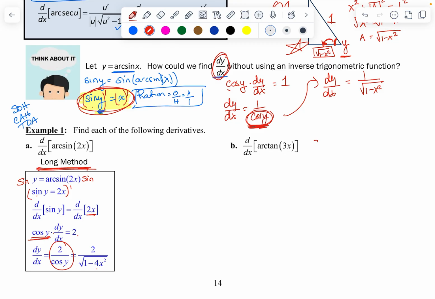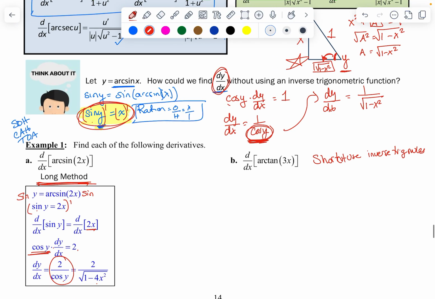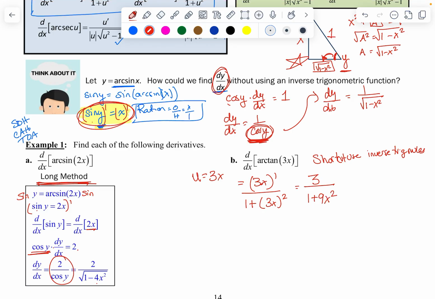The shortcut is to use the inverse trig rules. So the derivative of arctan is going to be u prime over 1 plus u squared. So in this case, u is 3x. So the derivative of arctan of 3x is going to be u prime, the derivative of u, over 1 plus u squared. When you solve that, you got 3 over 1 plus 9x squared.